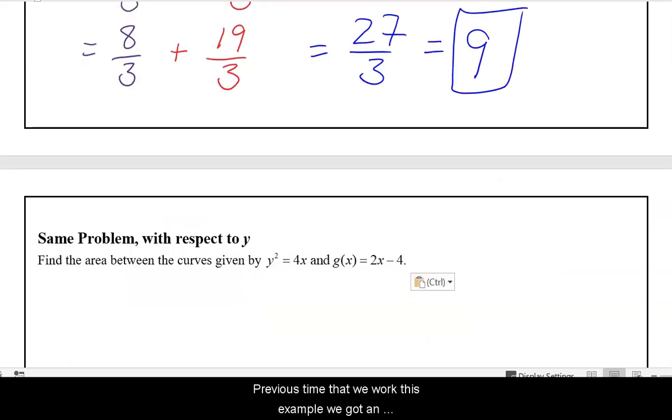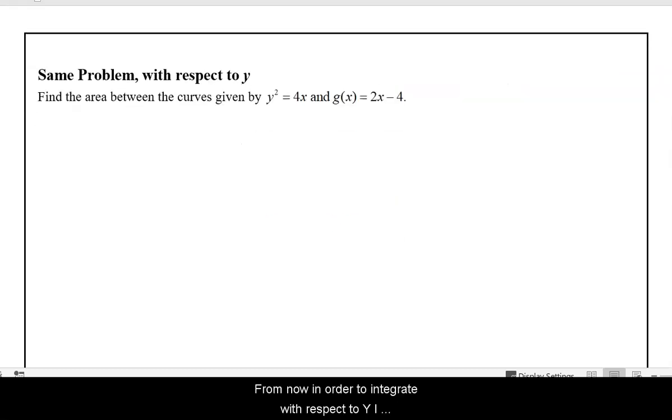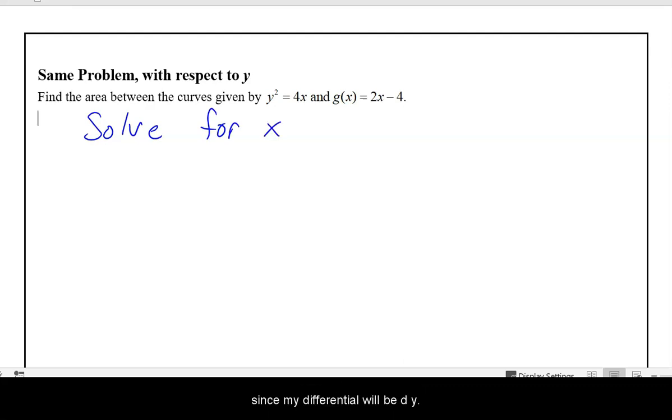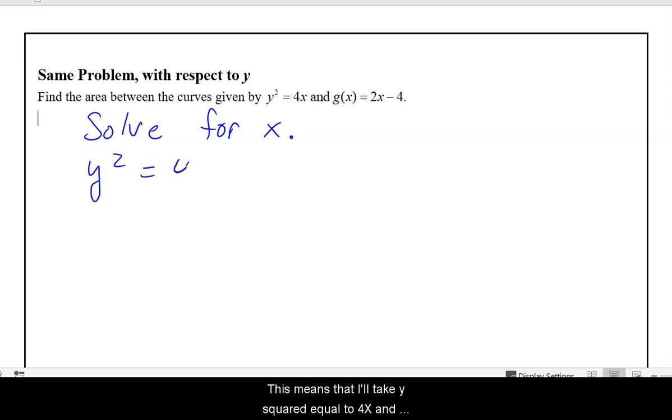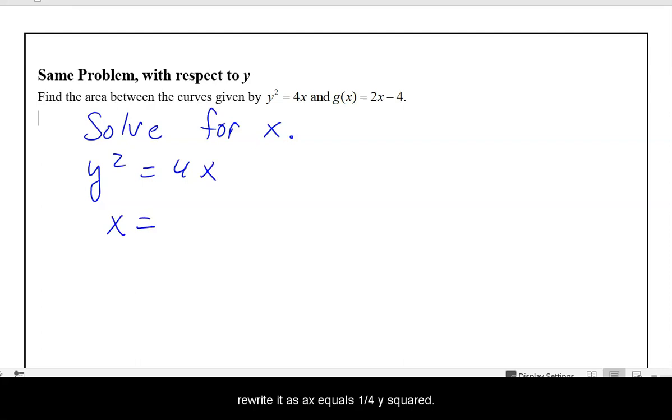The previous time that we worked this example, we got an answer for the area between the curves of 9. We'll tuck that into our head so that we can check at the end and see if we got the same result. For now, in order to integrate with respect to y, I need to solve for x. That's going to be my first step. I need to rewrite the equations in terms of the variable y, since my differential will be dy. This means that I'll take y squared equal to 4x and rewrite it as x equals 1/4 y squared.